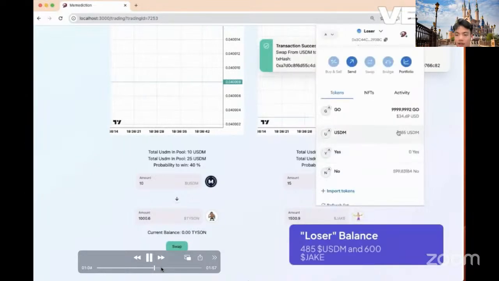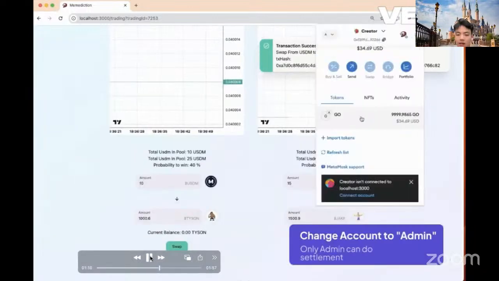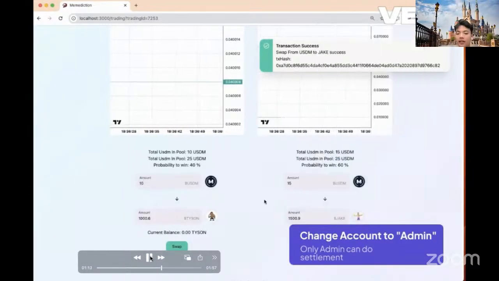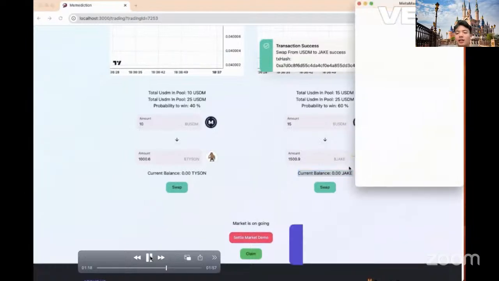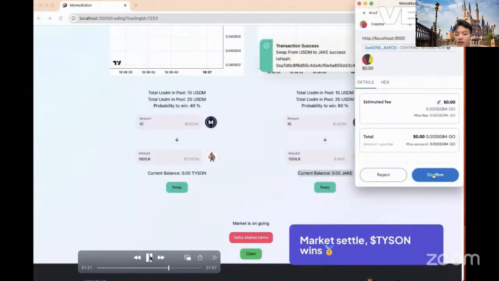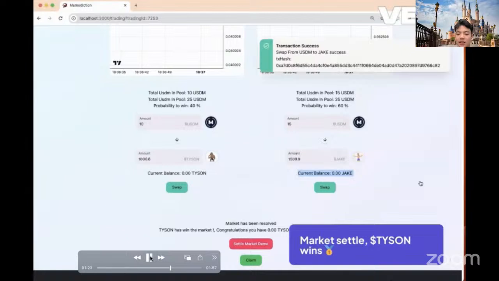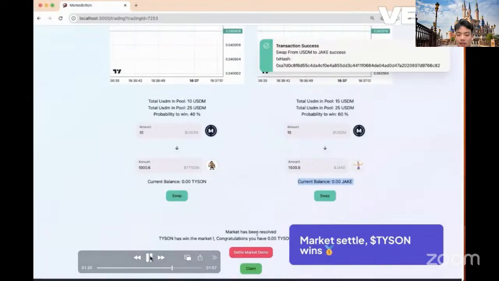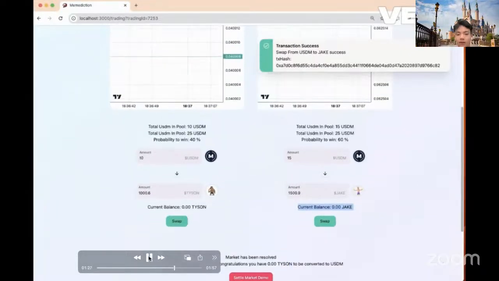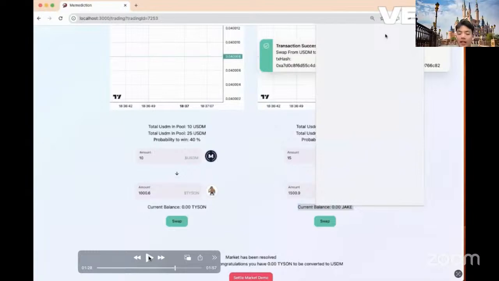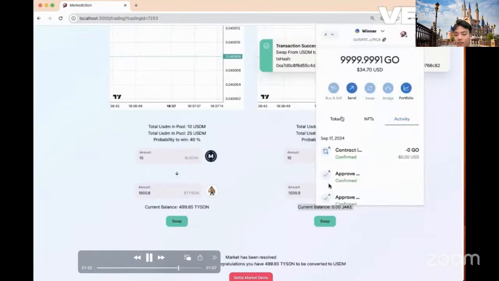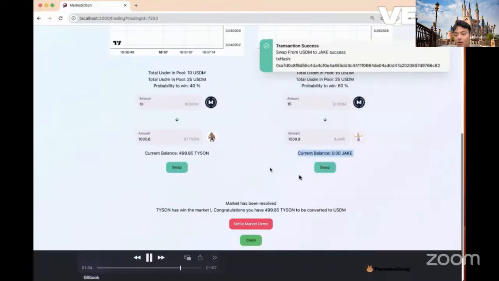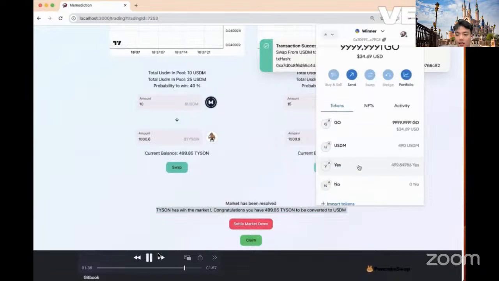Yep. Now we change the account to admin, which is basically the market creator, and we want to settle the market, which means we want to determine who wins and loses here. So here we determine who won, which is Tyson in this case. And now the market has been resolved. Tyson won, so whoever bought Tyson tokens can now claim USDM, and the other side cannot claim. Now you can see the yes token, 500. We can start claiming here.